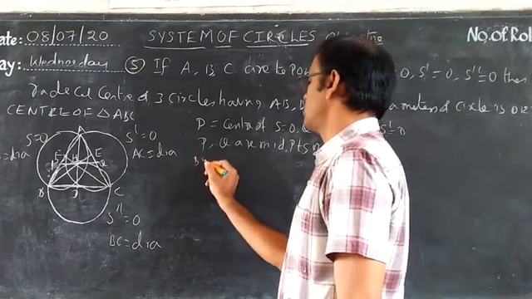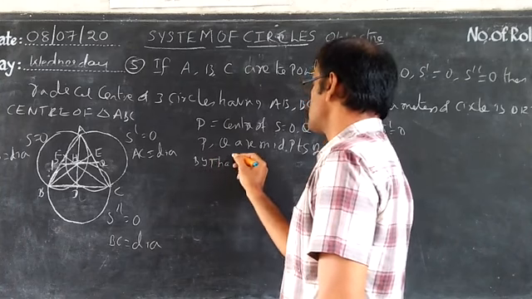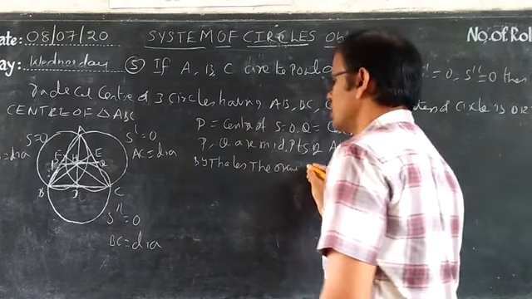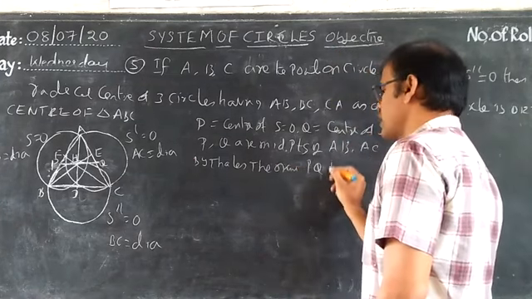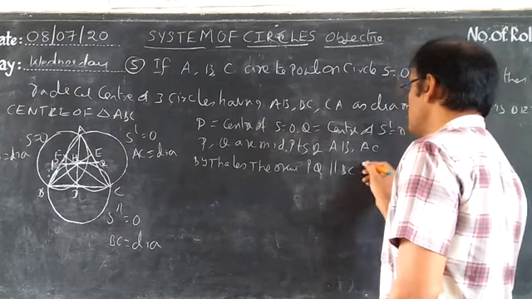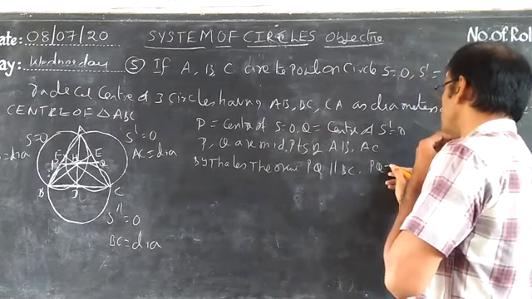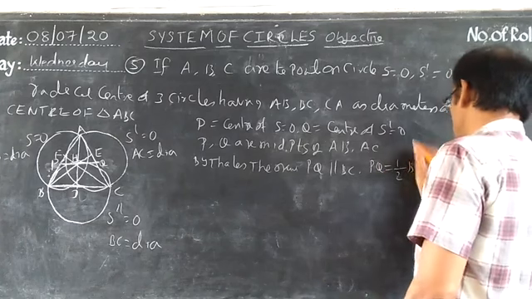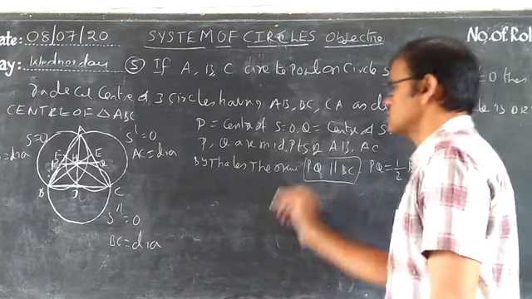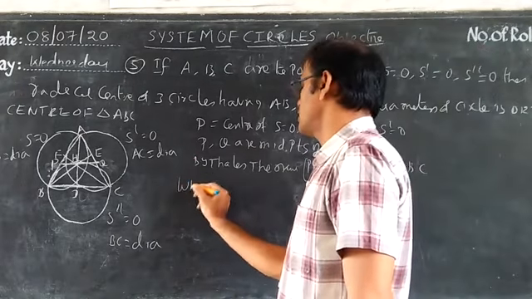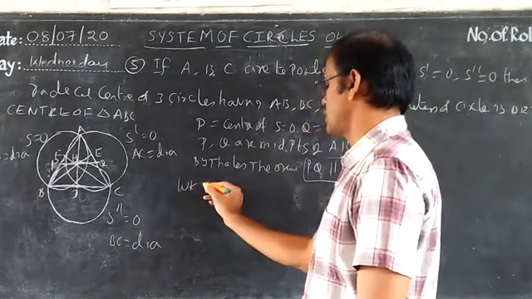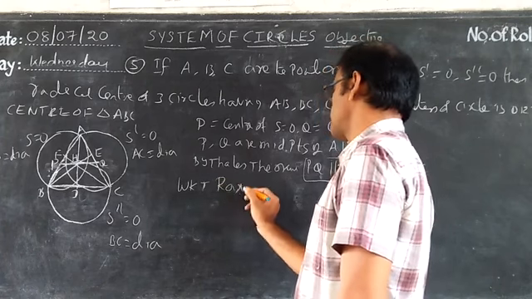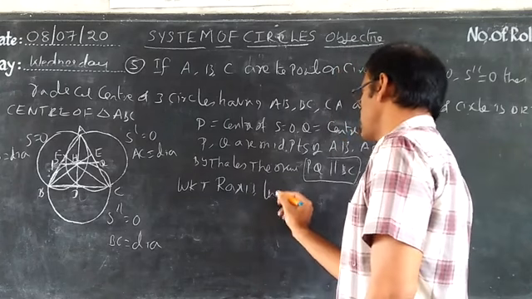By Thales theorem, a 10th class concept, we know that PQ is parallel to BC, and PQ is equal to 1 by 2 BC also. Of course, this is not needed now. PQ is parallel to BC. Already, in the radical center, I said that the radical axis is the line joining centers.